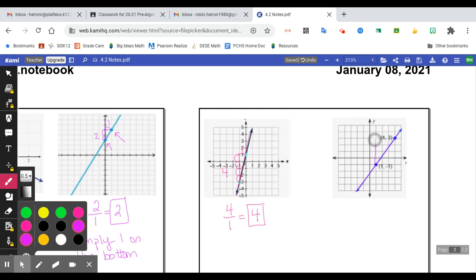Okay, last one. This is still positive as well. So I have to go up and to the right. Up 1, 2, 3, 4, over 1, 2, 3. So 4 over 3. It doesn't simplify, remember, because it would make a mixed number. So 4 over 3 would be your slope. Okay, this should all be review, so hopefully you're feeling okay about it. We'll do lots of practice in class as well. Make sure you ask questions, but always remember, rise over run. Up for positive, down for negative, and to the right for your run.